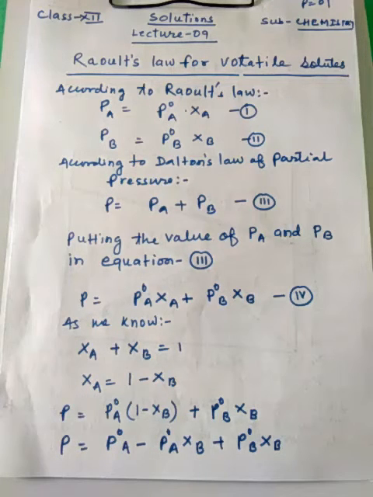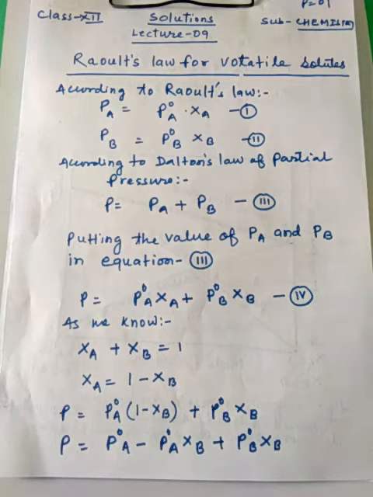This law states that at a given temperature, for a solution of volatile liquids, the partial pressure of each component in the solution is equal to the product of the vapor pressure of the pure component and its mole fraction.